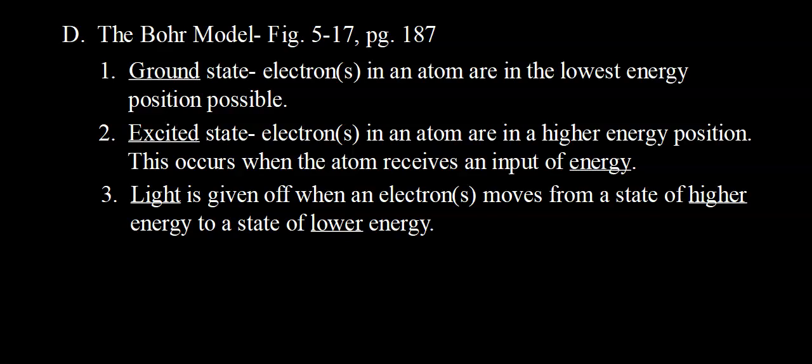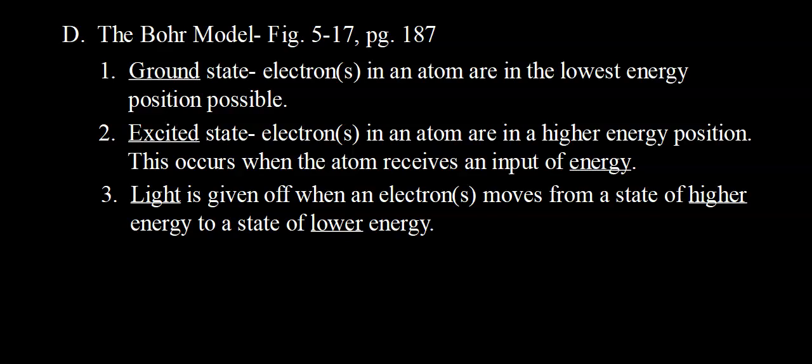If an atom has one or more electrons in a higher energy position than in the ground state, it is known as an excited atom or excited state atom. This occurs when atoms receive an input of energy. So we can cause atoms to become excited by giving them energy in the form of heat or electricity. For example, a blacksmith uses heat to bend metal. When they put the metal in the fire, the metal glows. It's because those iron atoms are excited.